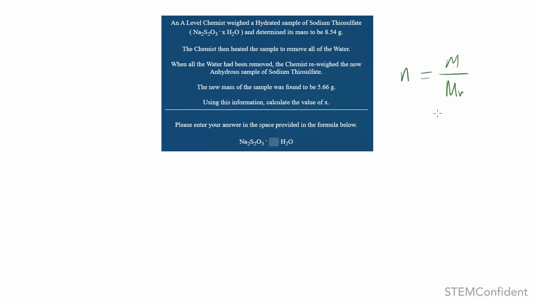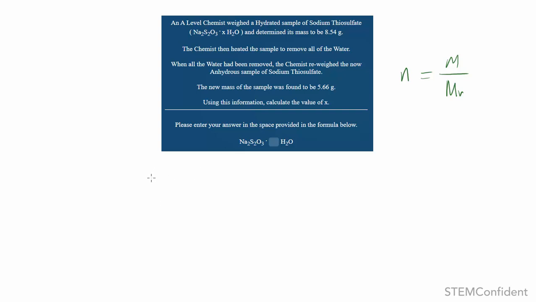And what are the relevant amounts of substance? In this case, the amount of substance of the Na₂S₂O₃ and the amount of substance of the H2O. So I'm going to first work out the number of moles for the Na₂S₂O₃. And for that, the most relevant mass is the anhydrous sample mass, which is effectively the mass when the water's been removed.